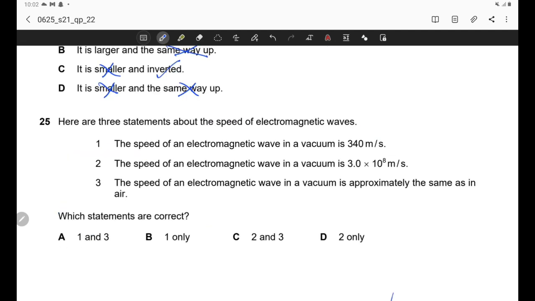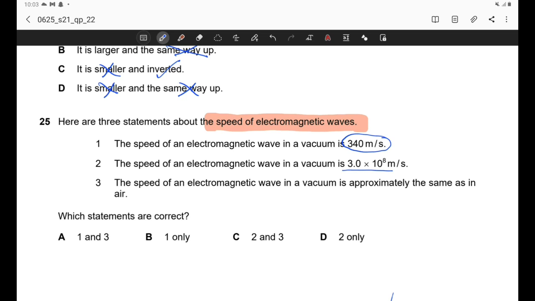Question 25. Here are three statements about the speed of electromagnetic waves. 1. The speed of an electromagnetic wave in a vacuum is 340 meter per second. 2. The speed of an electromagnetic wave in a vacuum is 3 times 10 to the power 8 meter per second. 3. The speed of an electromagnetic wave in a vacuum is approximately the same as in the air.